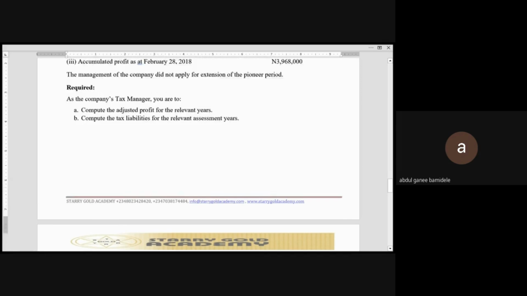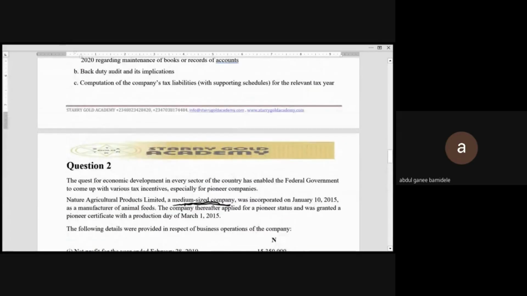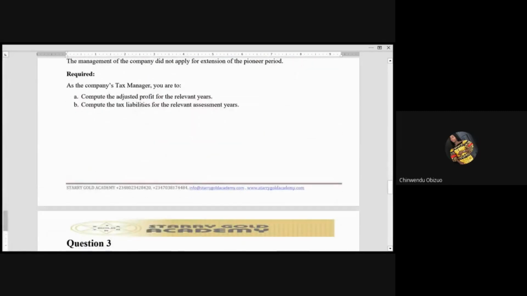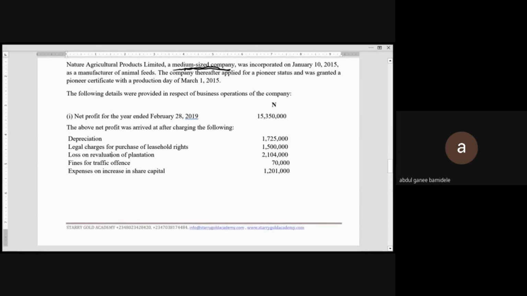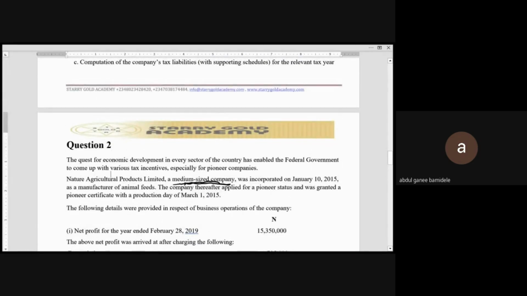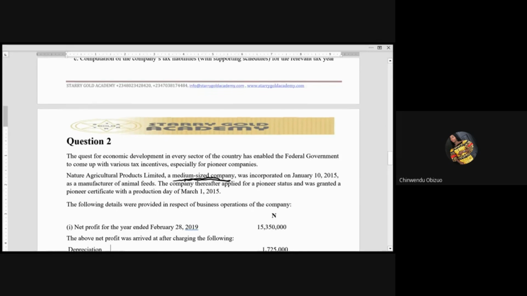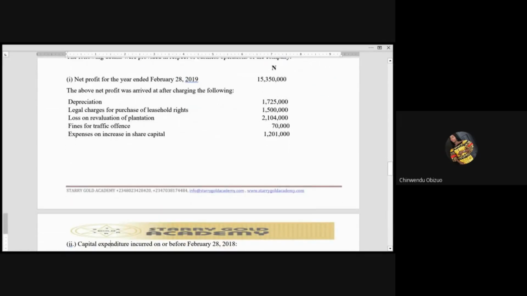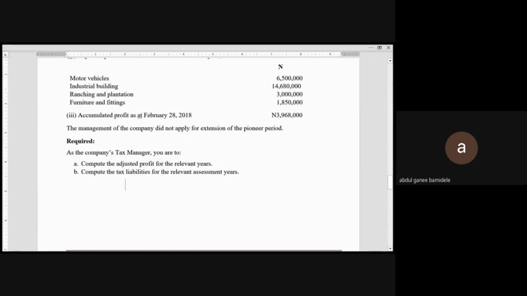You are required to compute the adjusted profit for the relevant years, and compute the tax liabilities for the relevant assessment years, right? Now, how many years of assessment do you have here? You have 3 years of assessment. From when to when? From 2018 to 2020, right?